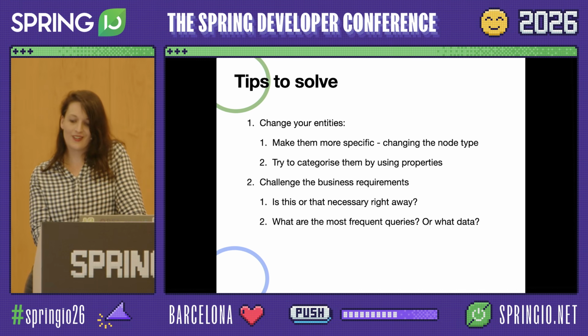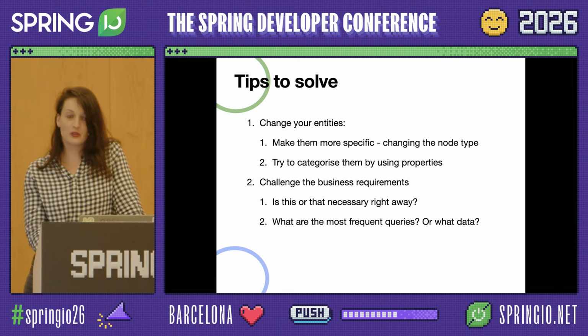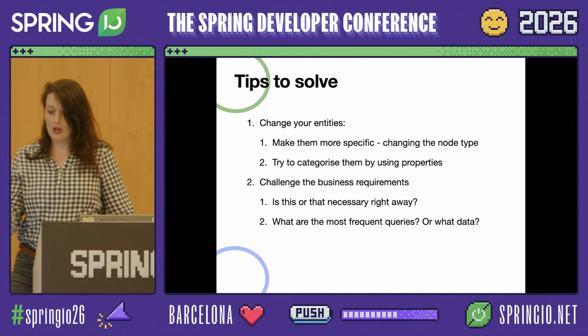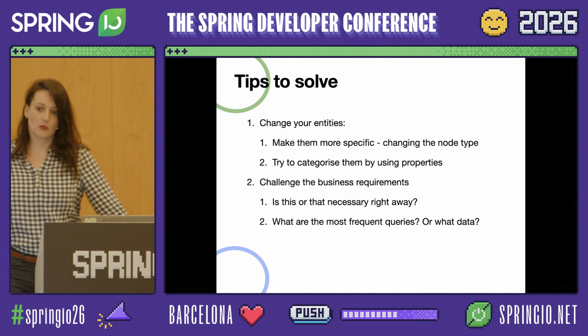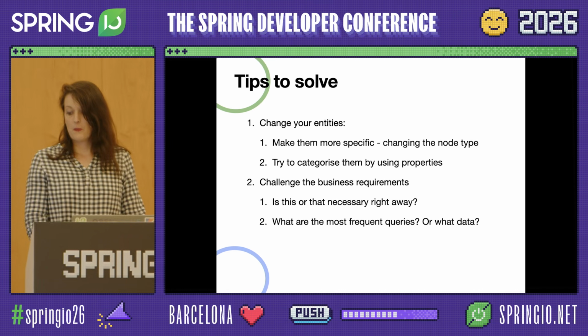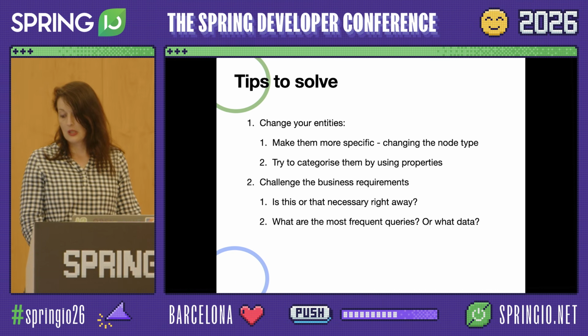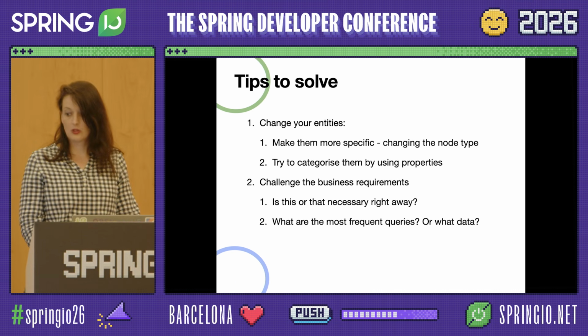And always challenge the business requirement. Is it really necessary right away? Can we postpone this kind of query? Can we maybe discover a bit more about this domain? And always ask which are the most frequent queries, which ones will be involving a lot of data and which ones are not.